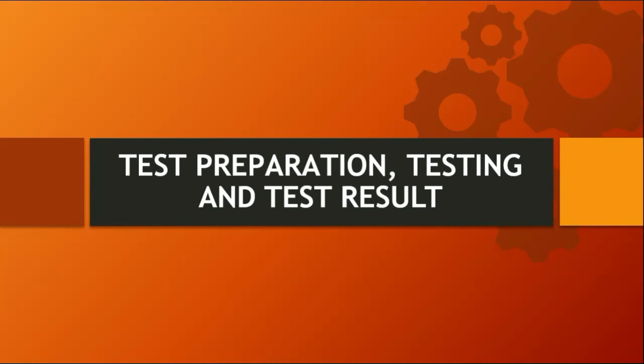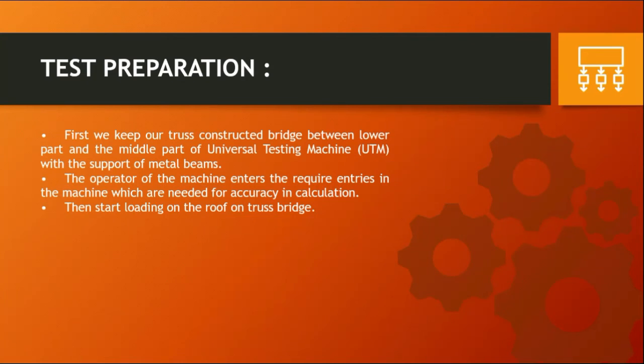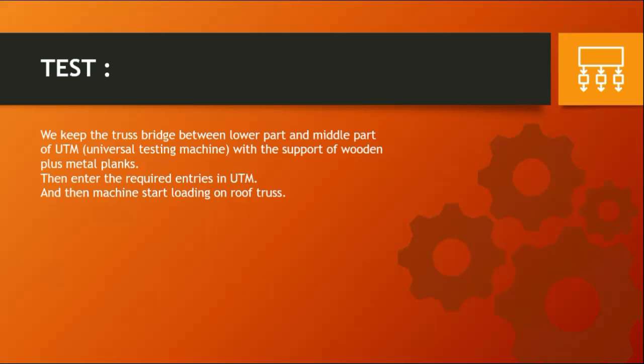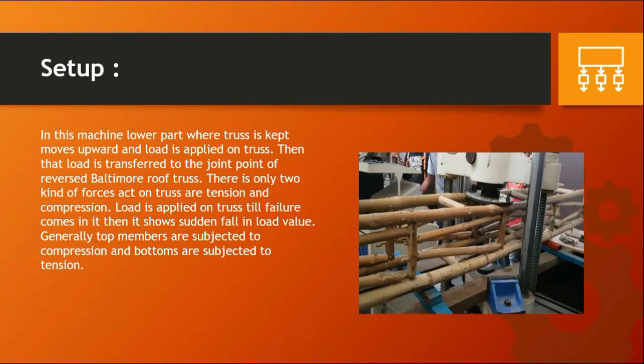So I'll be continuing further with the test preparation, testing and result. Test preparation goes as follows. First, the constructed truss bridge is kept between the lower part and the middle part of the universal testing machine with the support of metal beams. Then the loading starts on the roof truss. In the universal testing machine, the lower part where the truss is kept moves upward and the load is applied on the truss. Then that load is transferred to the joint points of the reverse Baltimore roof truss.